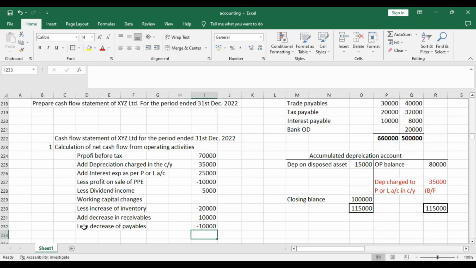So what do you take? You take non-operating, non-cash, and working capital changes. When you do all these things, what will you get? Ultimately, you will get cash generated from operations. Are you clear? So this figure, 95,000, is called what? Cash generated from operations.